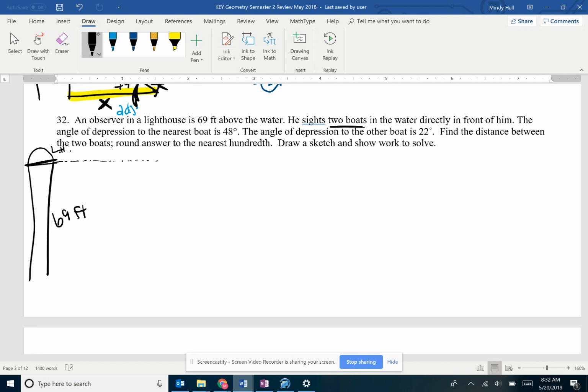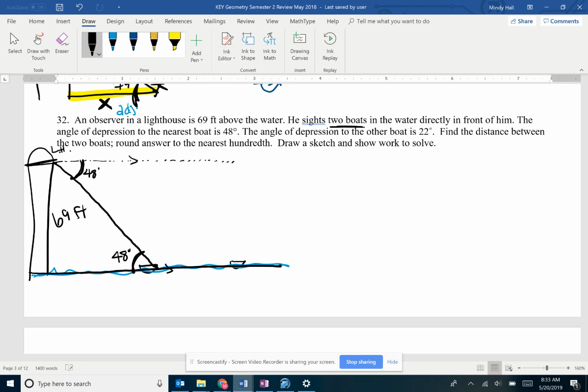Because I know it's an angle of depression, I'm going to go ahead and draw this horizontal line in. And I know that I see two boats, so I'm going to draw boat 1, boat 2, because it doesn't have to be proportional. If you want, you can be really fancy and draw some water in, but it doesn't matter. Just make it more entertaining. So we know the angle of depression to the nearest boat is 48 degrees, which tells us that this angle down here, which I'm going to draw in a horizontal line, is also 48 degrees because of alternate interior angles, because this is going to be parallel to this one down here.